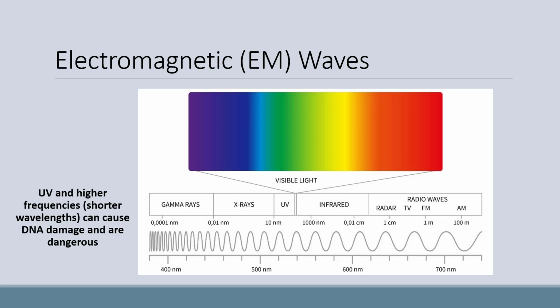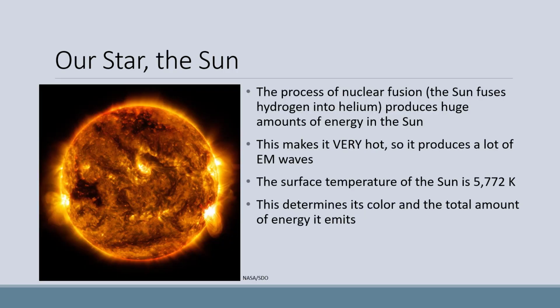EM radiation with higher frequencies, like UV rays, X-rays, and gamma rays, cause DNA damage. This is why we don't hang out in nuclear reactors, don't get X-rays or CT scans for fun, and it's why we wear sunscreen. So let's talk about the EM radiation produced by our star, the sun.